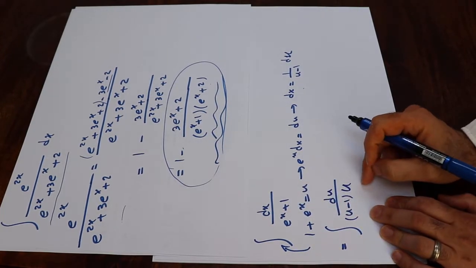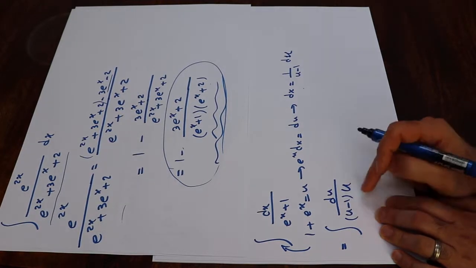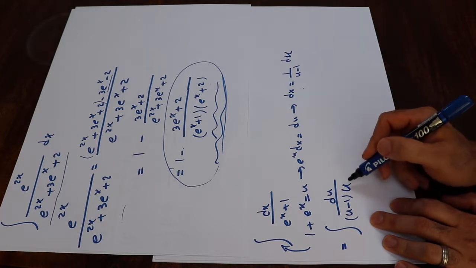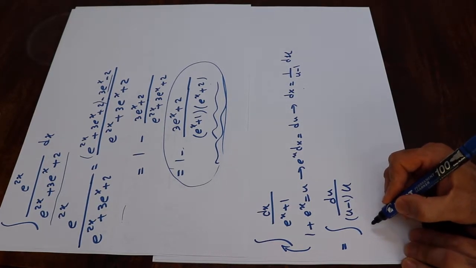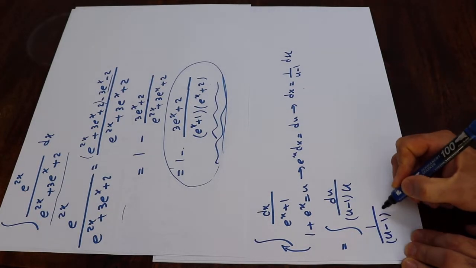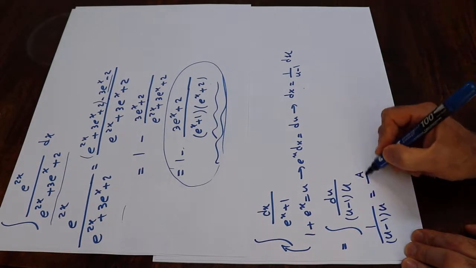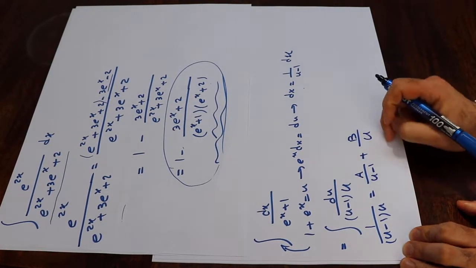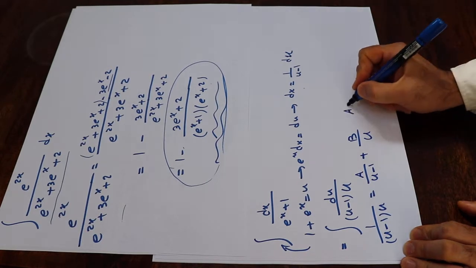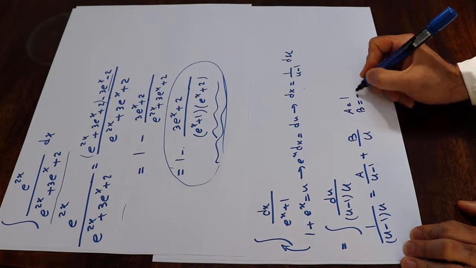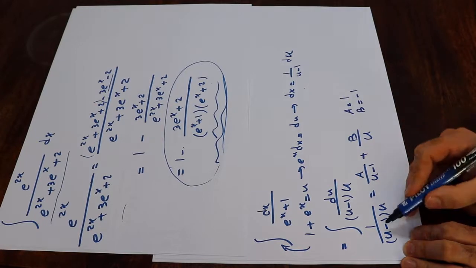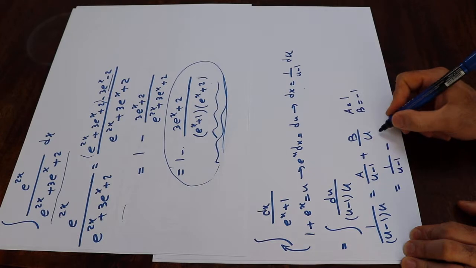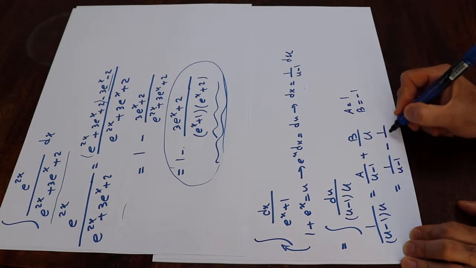So to calculate the integral of this rational function, you first need to express it as a sum of partial fractions. So 1 divided by (u - 1) times u is equal to a divided by (u - 1) plus b divided by u. Here if you do the algebra, you get that a will be equal to 1 and b will be equal to minus 1. That means this will be equal to 1 divided by (u - 1) minus 1 divided by u.